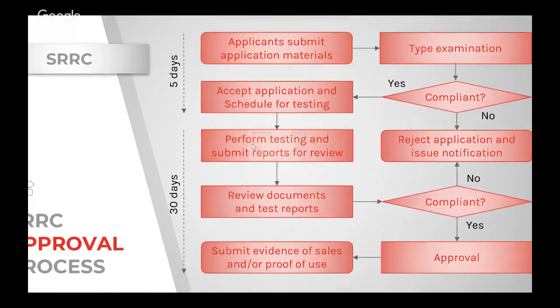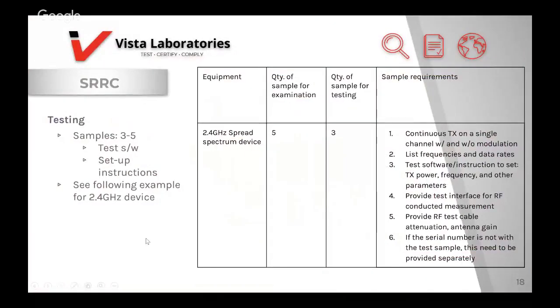So moving on to the testing, 3 to 5 samples are required. Test software and a test set of instructions are required for the testing. And to the right, you see an example for a 2.4 gigahertz device. So for that device, you'll need 5 samples, 3 for testing, and sample requirements are as follows.